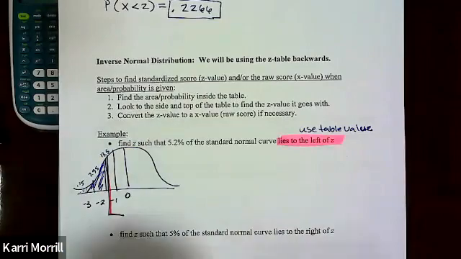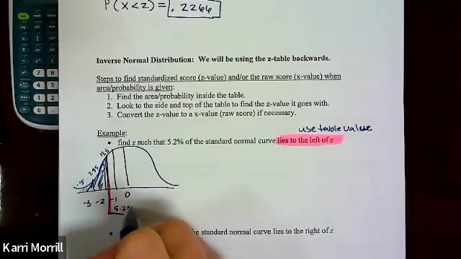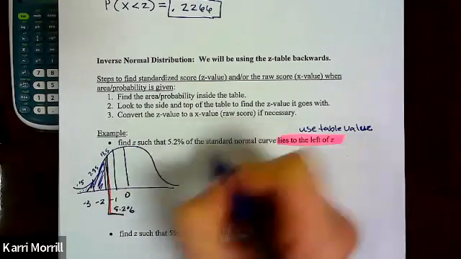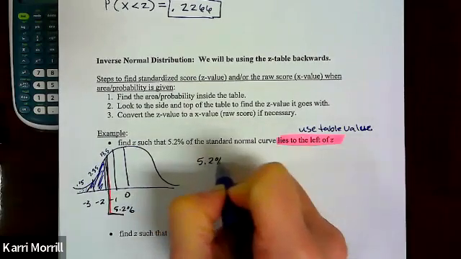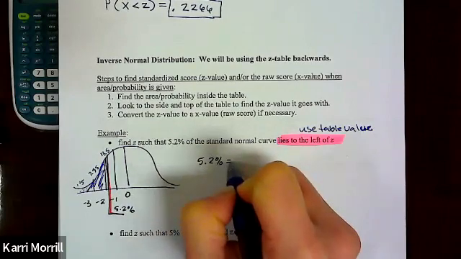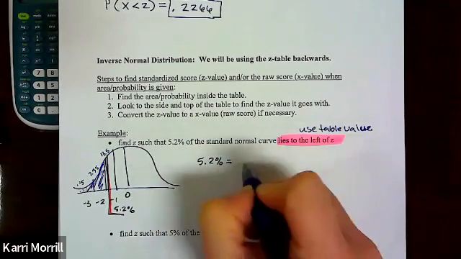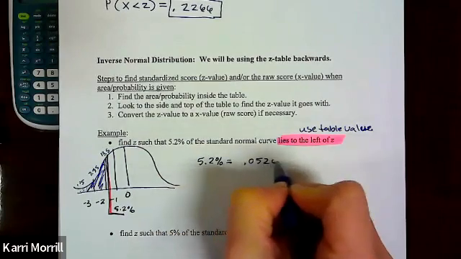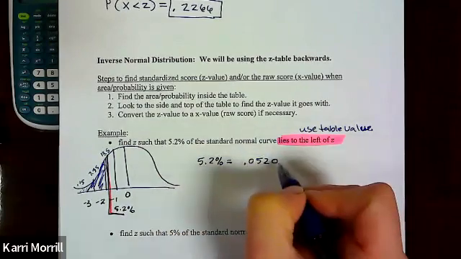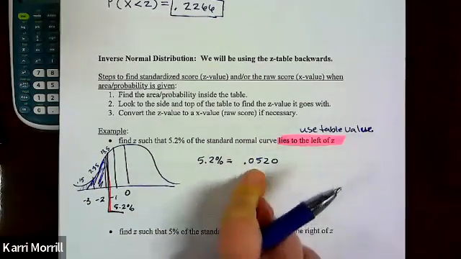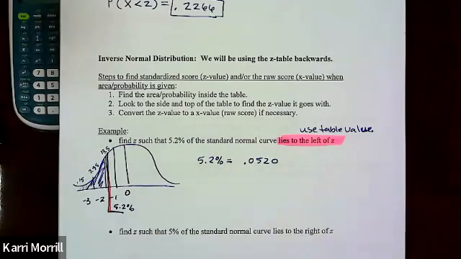And that would be like 5.2%. And it's saying to the left. So that's how we know we're using those scores. So we're going to have to convert that to a decimal because we're going to go to our table. And that's going to be like we slide 2 places to the left, 0.052. And you always see 4 digits. So you might go ahead and put a 0 at the end of that one. So this is what we're looking for on our table.